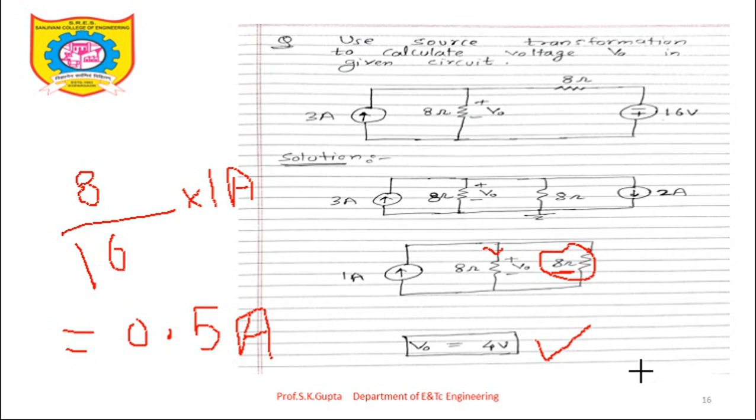If in the question they have not mentioned any technique, then you can use either superposition, source transformation, or you can use nodal analysis method, no problem. But if they have mentioned that you have to solve it by using source transformation, then you must apply the source transformation, get the simplified circuit, and then calculate the current value.